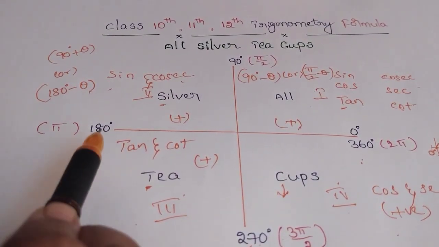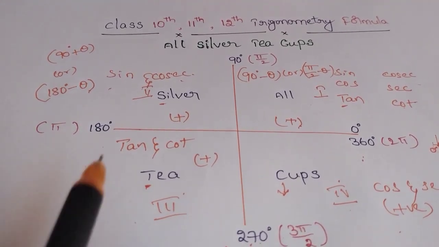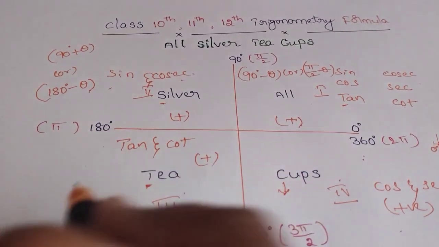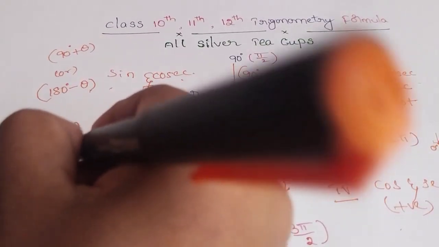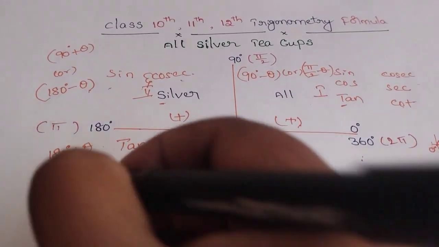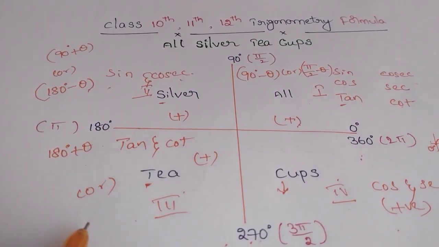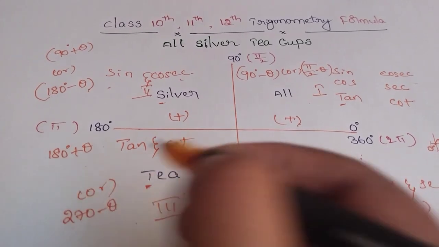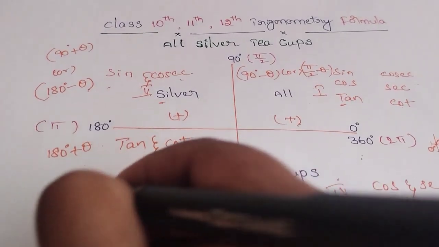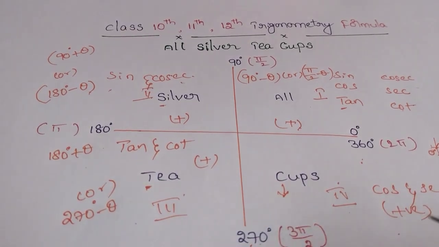Next, third quadrant. After 180, before 270. So after 180 means 180 plus theta. This is before 270. Before values are 270 minus theta. 270 degrees minus theta.